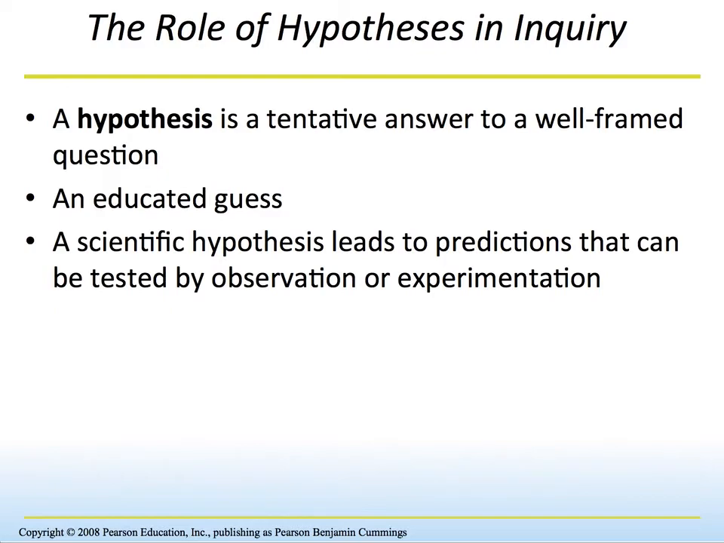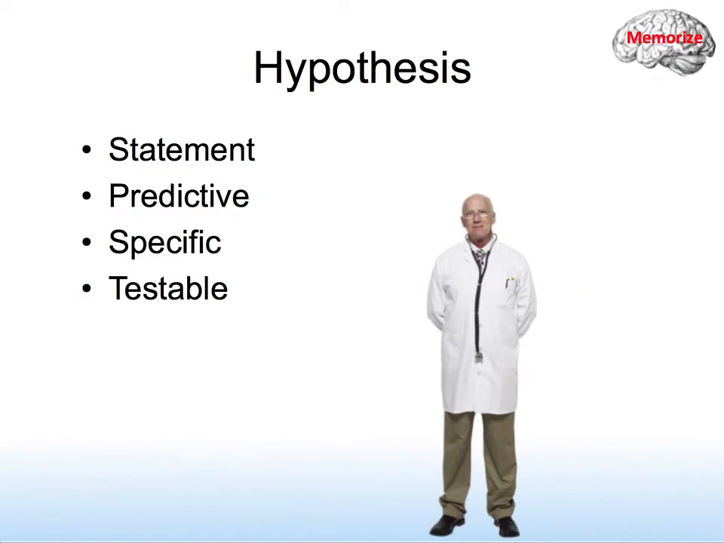It's the scientist's prerogative of what they think is going on. A scientific hypothesis leads to predictions that can be tested by observation or experimentation. And again, importantly, the hypothesis is going to help you design your experiments. A hypothesis must be a statement. So when we design a hypothesis, we will say it in the form of a statement. It must be predictive of what we think is going on. It helps if it is as specific as possible.